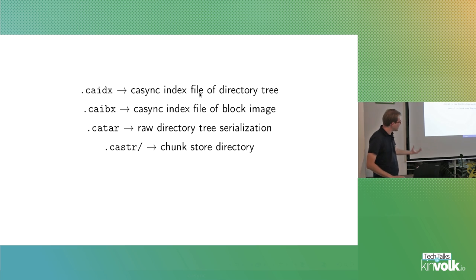Just a little bit more about how it actually looks. We have files and directories with one of these four suffixes. .caidx is an index file for a directory tree. .caibx is also an index file, but in this case for a block image, right? It's the difference between the file system level and the block layer. .catar, I already mentioned, is just this slightly better tar thing, a serialization of the directory tree. And .castr is the chunk store. It's a directory in this case, and it has to have that suffix. This is really all you need to know about the stuff that CA sync will spit out. If you pack up a directory tree, what it will spit out for you is one .caidx file and then drop chunks in one .castr directory. If you do the same for a block device, it will instead generate one .caibx and also drop stuff in .castr.